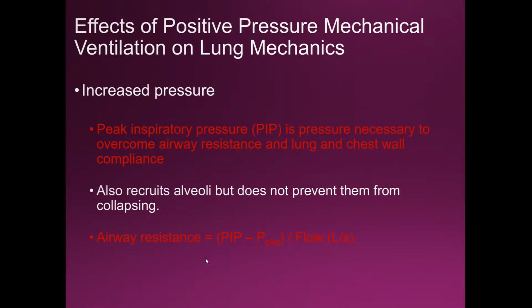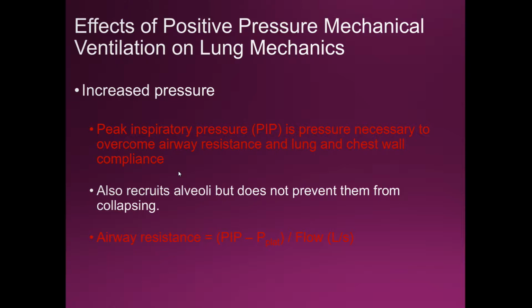So when we're talking about increased pressures, primarily our peak inspiratory pressure, that's the pressure necessary to overcome airway resistance and lung and chest wall compliance. Okay, so peak inspiratory pressure is basically just the highest amount of pressure inside our lungs. So let me tell you this, when you get a plateau pressure, your plateau pressure will never be higher than your peak inspiratory pressure. Let me say that again. Your plateau pressure will never be higher than your peak inspiratory pressure.